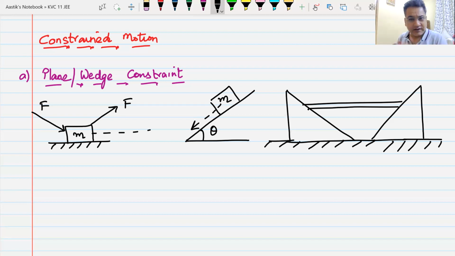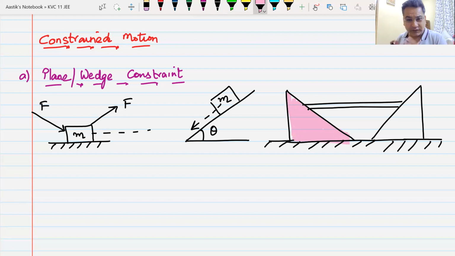Can the system move in any random direction? Which direction can this system move? If I talk about this wedge, the pink wedge, where can this pink wedge go? There is no friction anywhere. Where will this pink wedge go? Can it go anywhere?